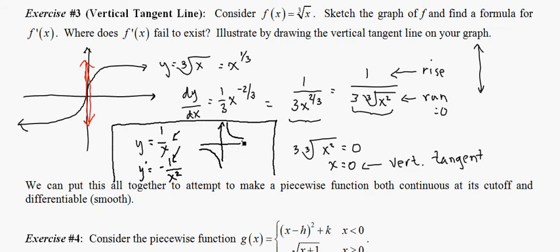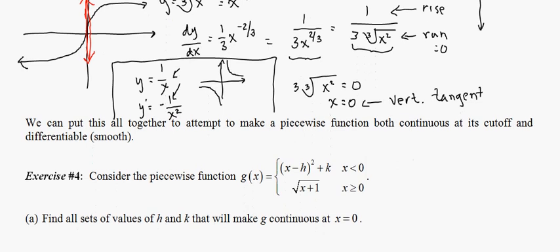It does appear to be heading towards vertical, and that's giving me a vertical asymptote. But what I can't say is that it actually has a vertical tangent line there because the function doesn't even exist. Hard to draw a tangent line to a function that doesn't exist.